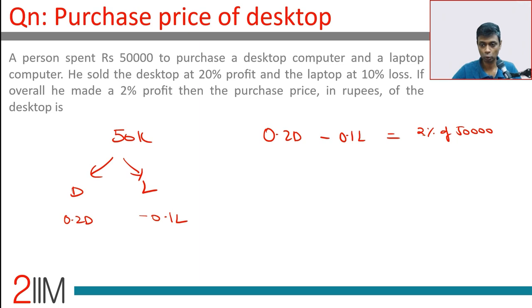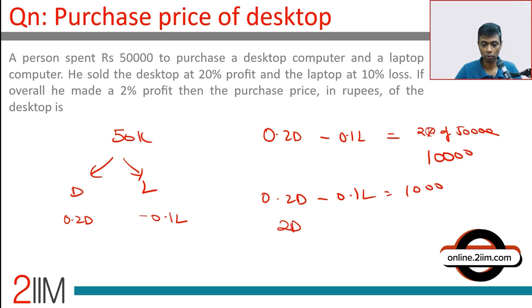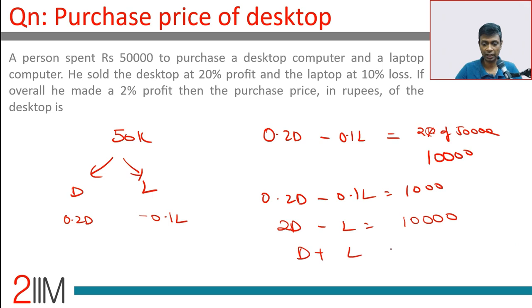2 by 100, so it will go away, 2 into 500, 1000. 0.2d minus 0.1l is 1000, or 2d minus l is 10,000. We know d plus l is 50,000, the total price. Add these two, 3 times desktop is 60,000, or cost of desktop is 60,000 by 3, which is 20,000. Lovely.